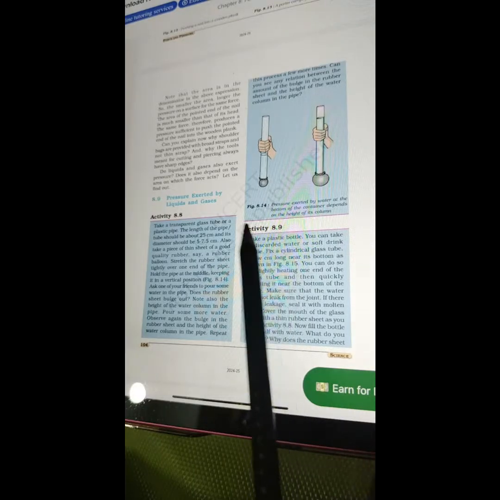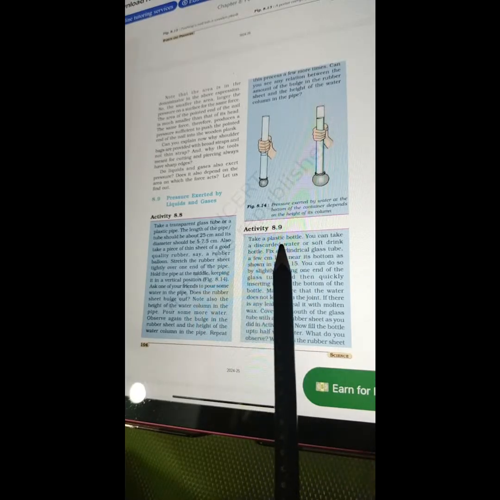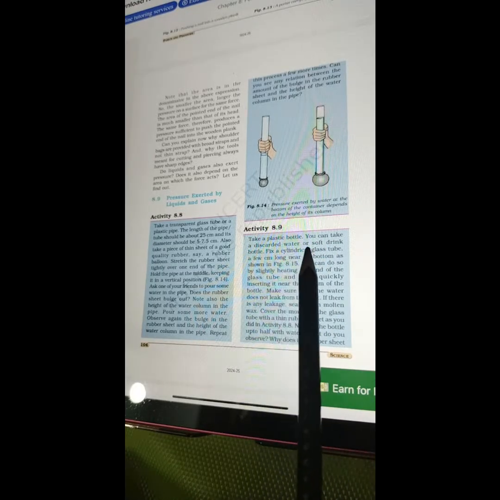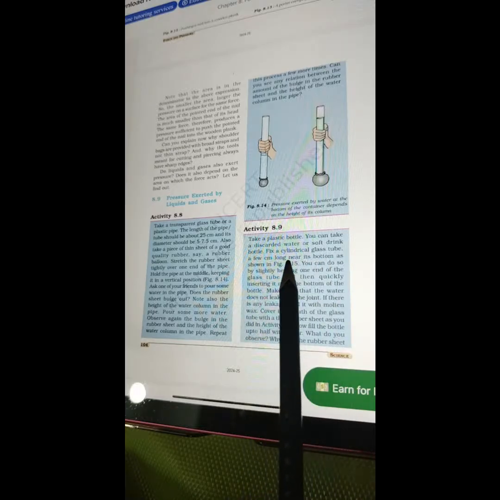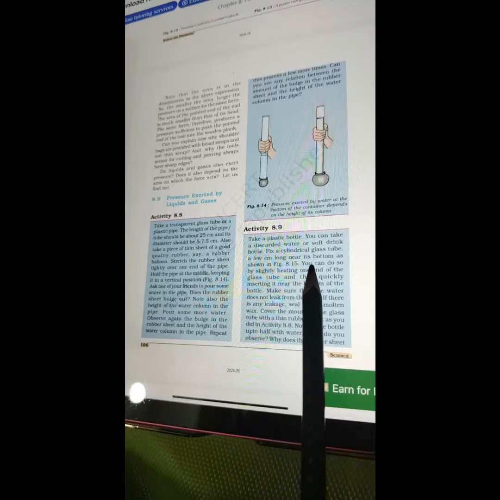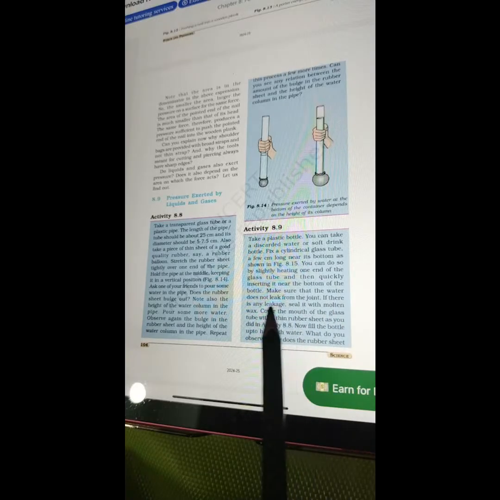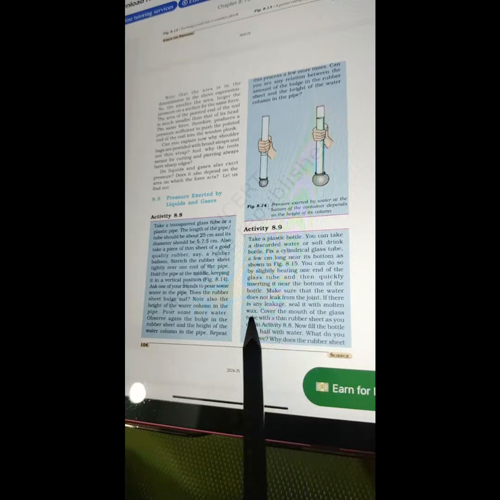Activity 8.9. Whatever description they have written here, the image is given here. Take a plastic bottle. You can take a discarded water or soft drink bottle. Fix a cylindrical glass tube a few centimeters long near its bottom as shown in figure 8.15. You can do so by slightly heating one end of the glass tube and then quickly inserting it near the bottom of the bottle. Make sure that the water does not leak from the joint. If there is any leakage, seal it with molten wax.